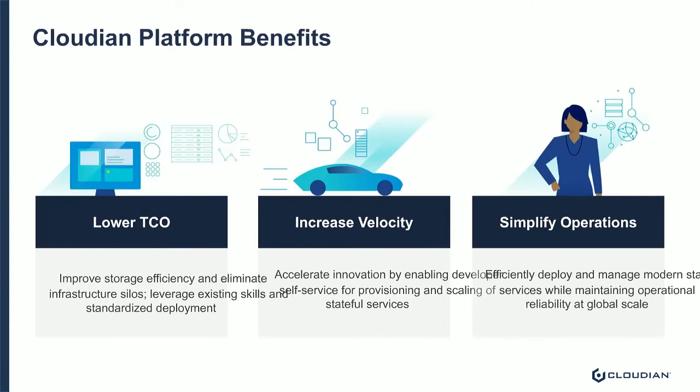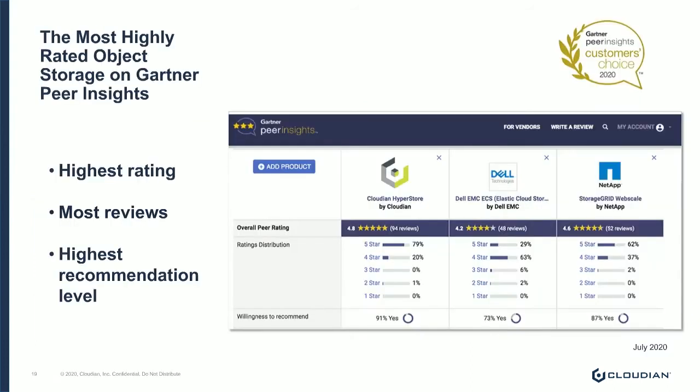Right? What Cloudian brings to the enterprises is a complete private cloud platform that offers lower TCO so that you can improve your storage efficiency and reduce or eliminate silos, where your IT team can use their existing skills to standardize their deployments. It allows you to increase your velocity by enabling developer self-service through our Kubernetes operator to provision some of these services and to efficiently deploy modern stateful services if they need to on a single reliable global scale platform.